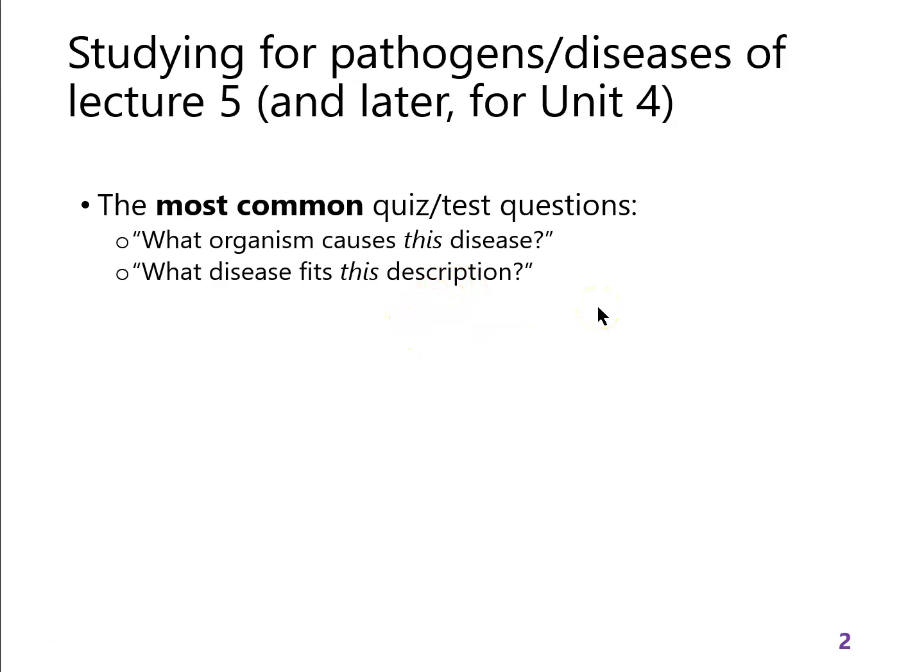This is mostly multiple choice, but there will be a lot of choices to sift through. So the more you can memorize different types of information about each disease and each pathogen, the better you're going to be. But always the first thing to study is what organism causes what disease. So that's where you start.